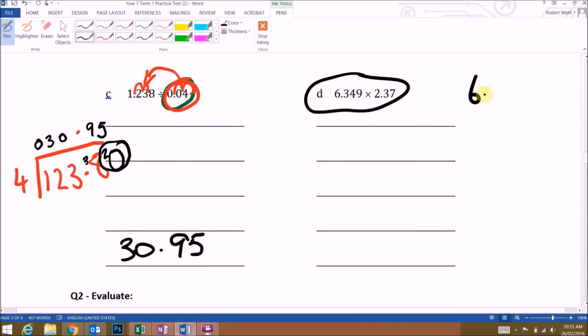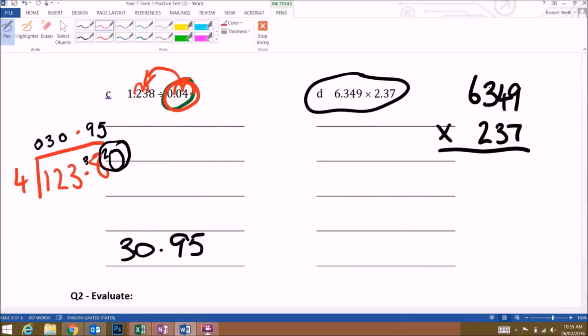Once again, multiplication. Write it out in the algorithm without the decimal points. Now do the question. Alright, so let's start down the bottom here.